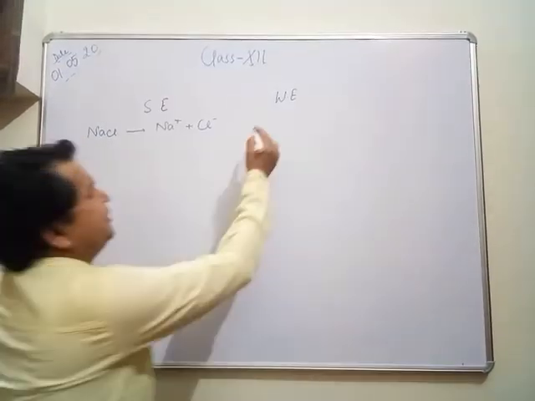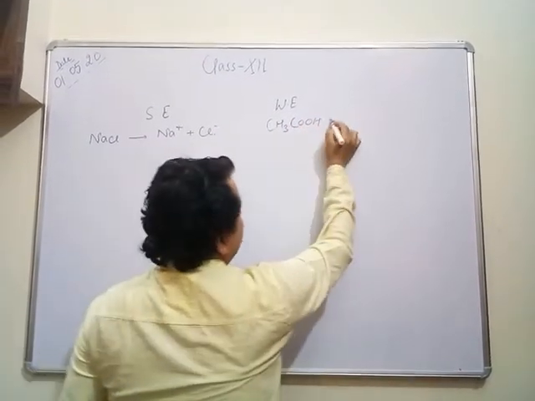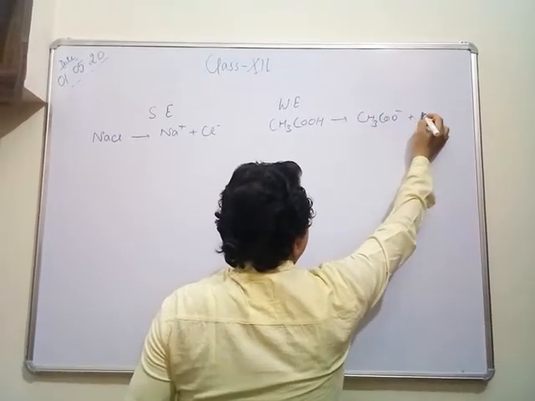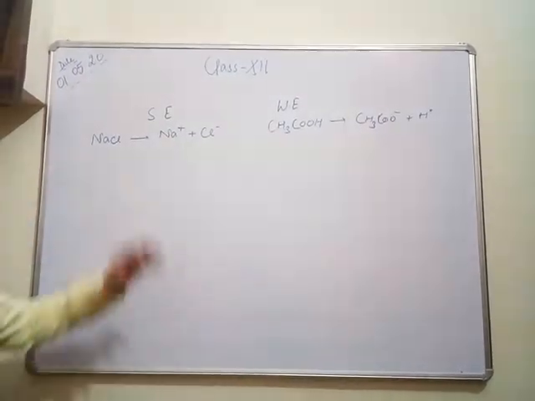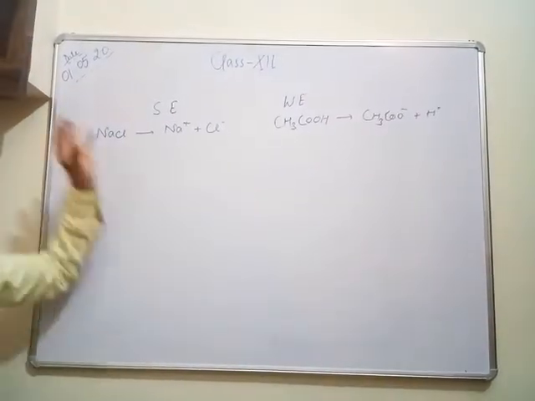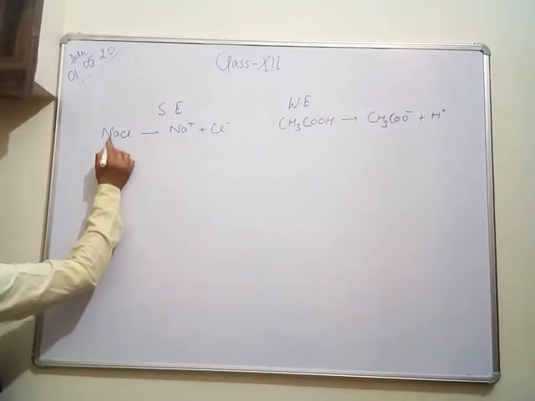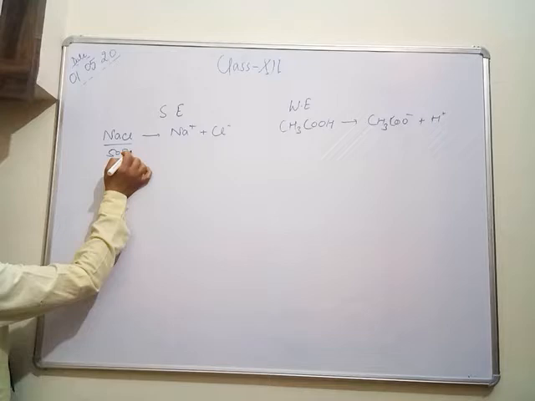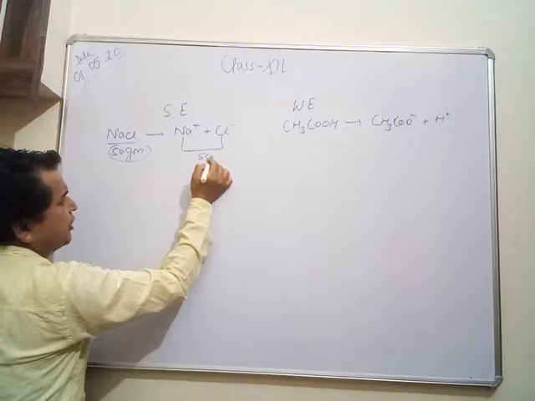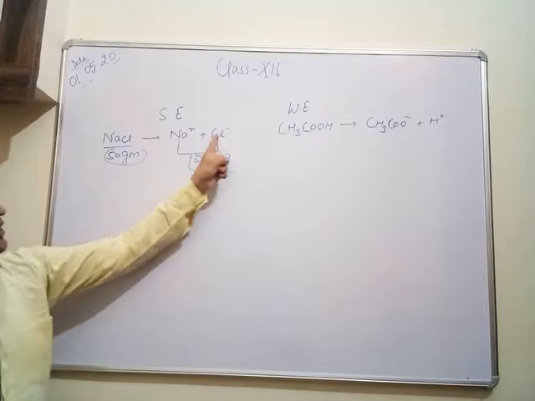But when we talk about weak electrolytes, for example CH3COOH, it breaks down into CH3COO negative plus H positive. It could not completely ionize into its ions. How will I explain that it is completely ionized or not completely ionized? Suppose I have NaCl as 50 gram. After dissociation, the sum of Na positive and Cl negative was also 50 gram. It means that the complete NaCl has been dissociated into its ions.